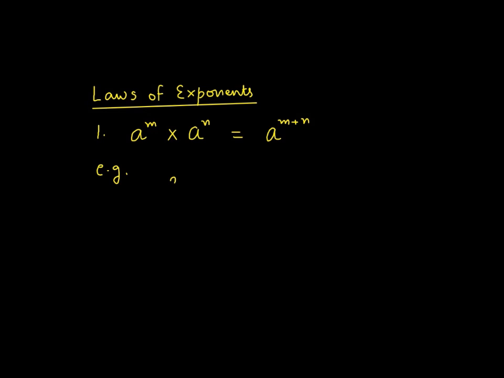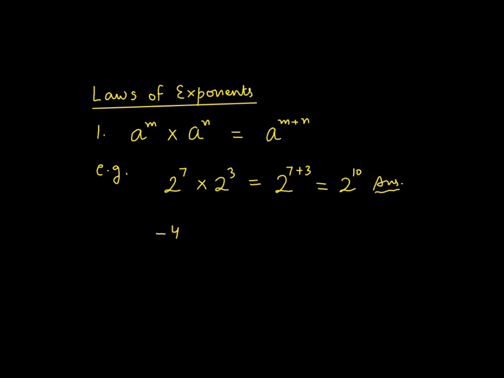For example, we want to simplify this one. Here you can clearly see the bases of these exponents are the same, so I can take the base as common and the powers will be added. 2 raised to power 7 plus 3, which means 2 raised to the power 10. This is the answer for this question. 2 raised to power 7 multiplied by 2 raised to power 3 is 2 raised to the power 10.